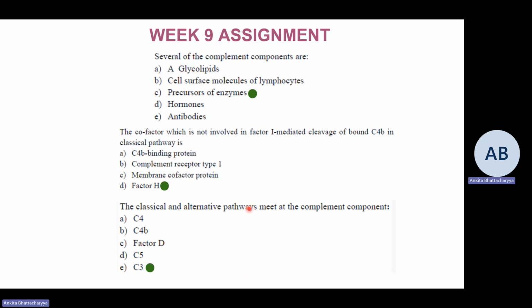The classical and alternative pathways meet the complement component in which of the following steps? So we have C4, C4b, factor D, C5, and C3. Now, like I just showed in the previous figure, all three pathways, not just the classical and alternative, but also the MB-lectin pathway, all three of them converge at one key amplification step, and that is the production of C3, and then its proteolytic cleavage by the C3 convertase to subsequently redirect it towards the downstream steps. So that is the correct answer in this case. So C3 would be the correct option.